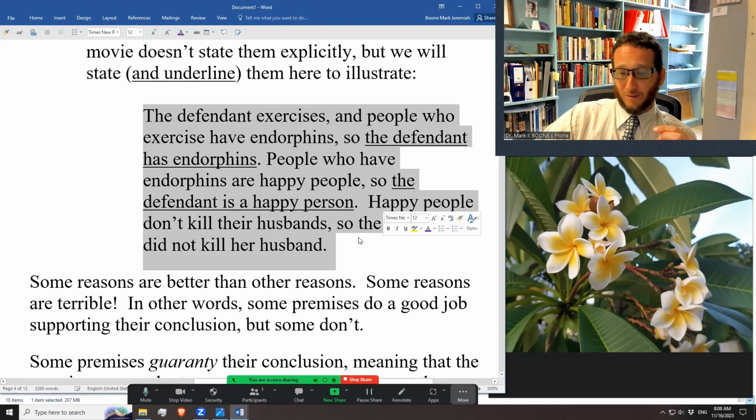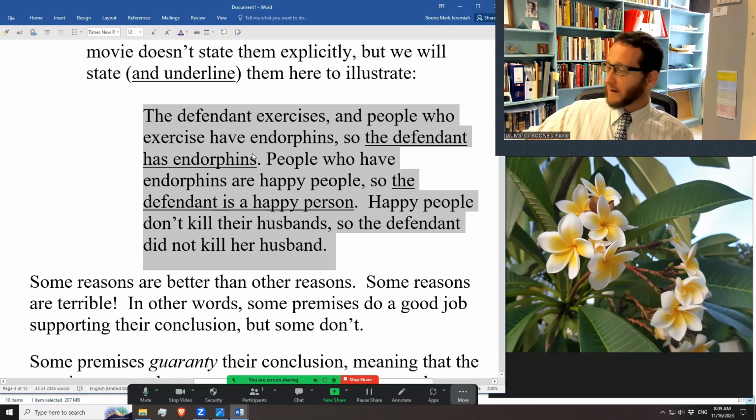The protagonist of the movie Legally Blonde says something along these lines. The defendant exercises, and people who exercise have endorphins. People with endorphins are happy. Happy people don't kill their husband, so the defendant is innocent. She did not kill her husband. Some unstated steps here are: the defendant has endorphins, and the defendant is a happy person.